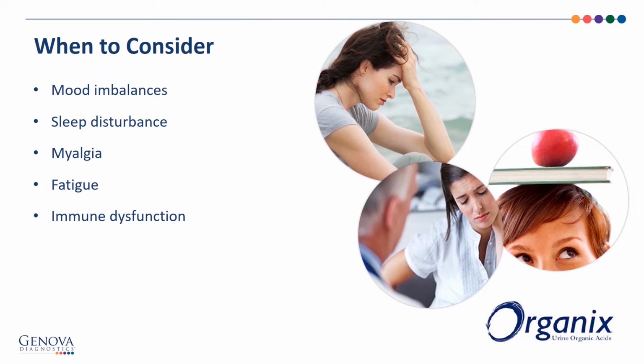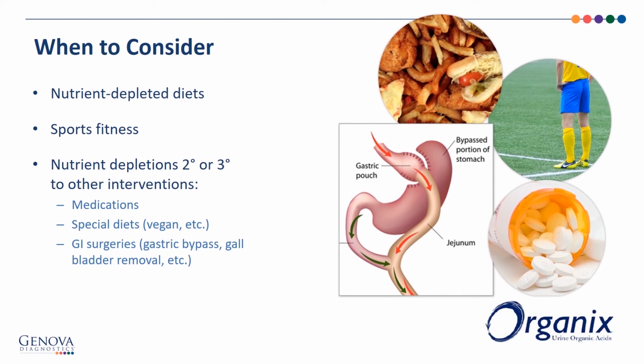The fact that the Organix comprehensive provides insight into so many different body systems makes it an excellent choice for a wide variety of clinical conditions. It's often used for mood imbalances, sleep disturbances, myalgia, fatigue, immune dysfunction, as well as nutrient deficient diets, sports fitness, and other medical interventions that might create deficiencies.